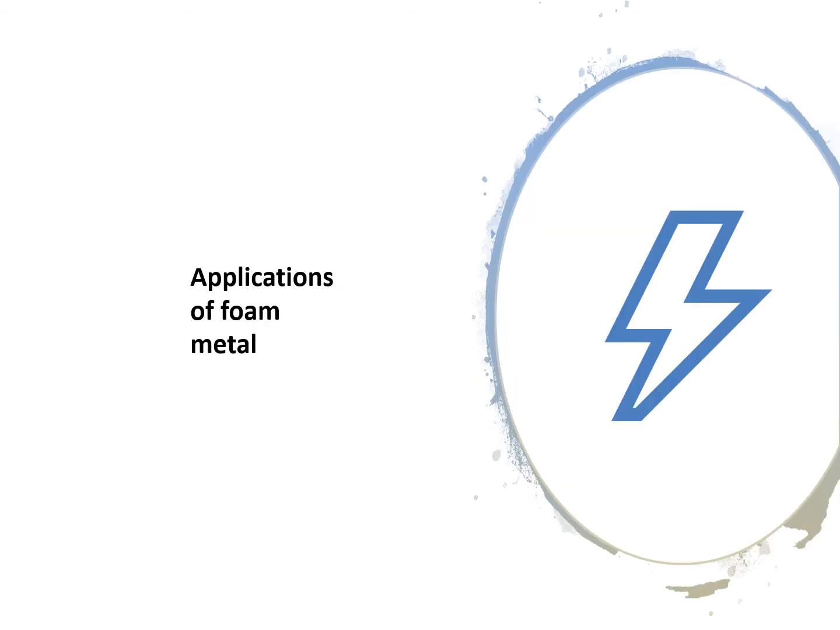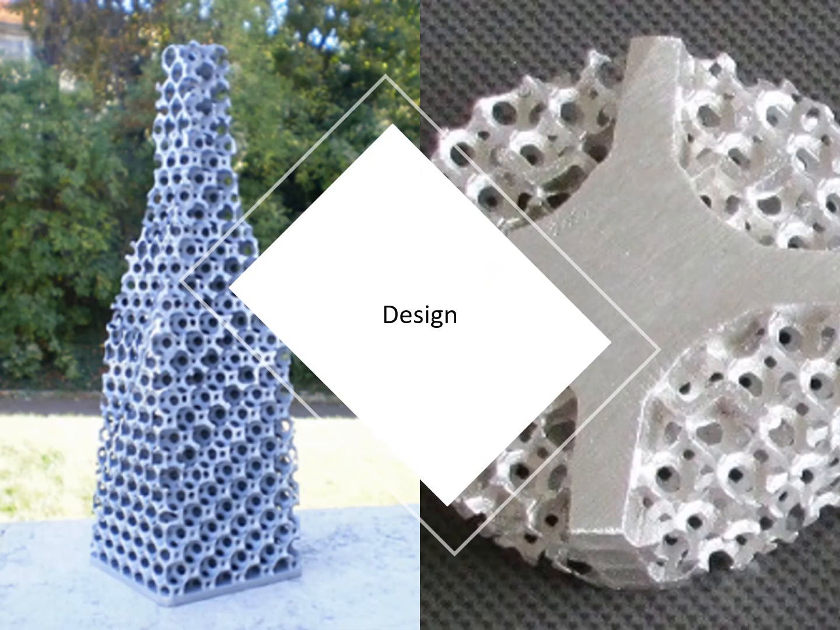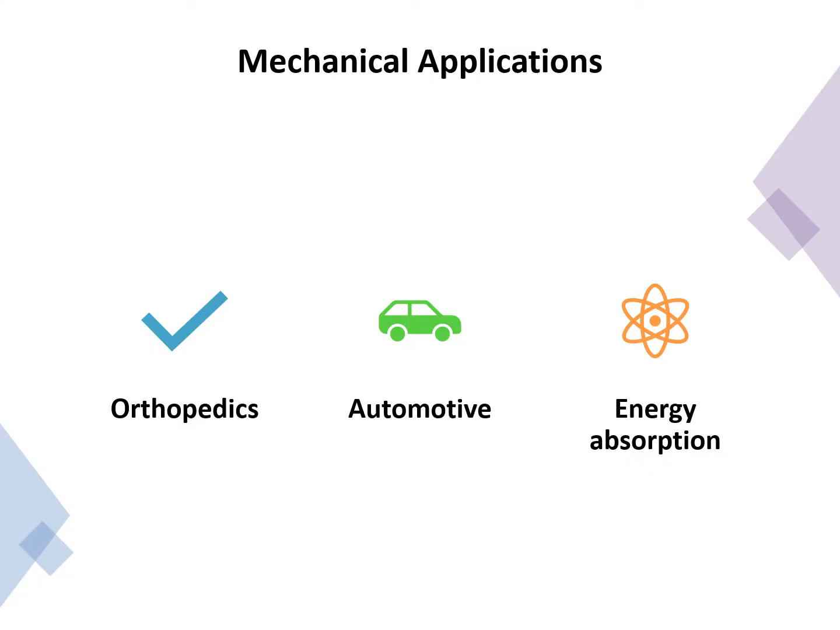And now we'll be talking about the applications of foam metal. For design, metal foams can be used in product or architectural composition. Metal foams have mechanical applications, such as orthopedics, automotive, and energy absorption. And in the next slides, we'll be talking about each one individually.